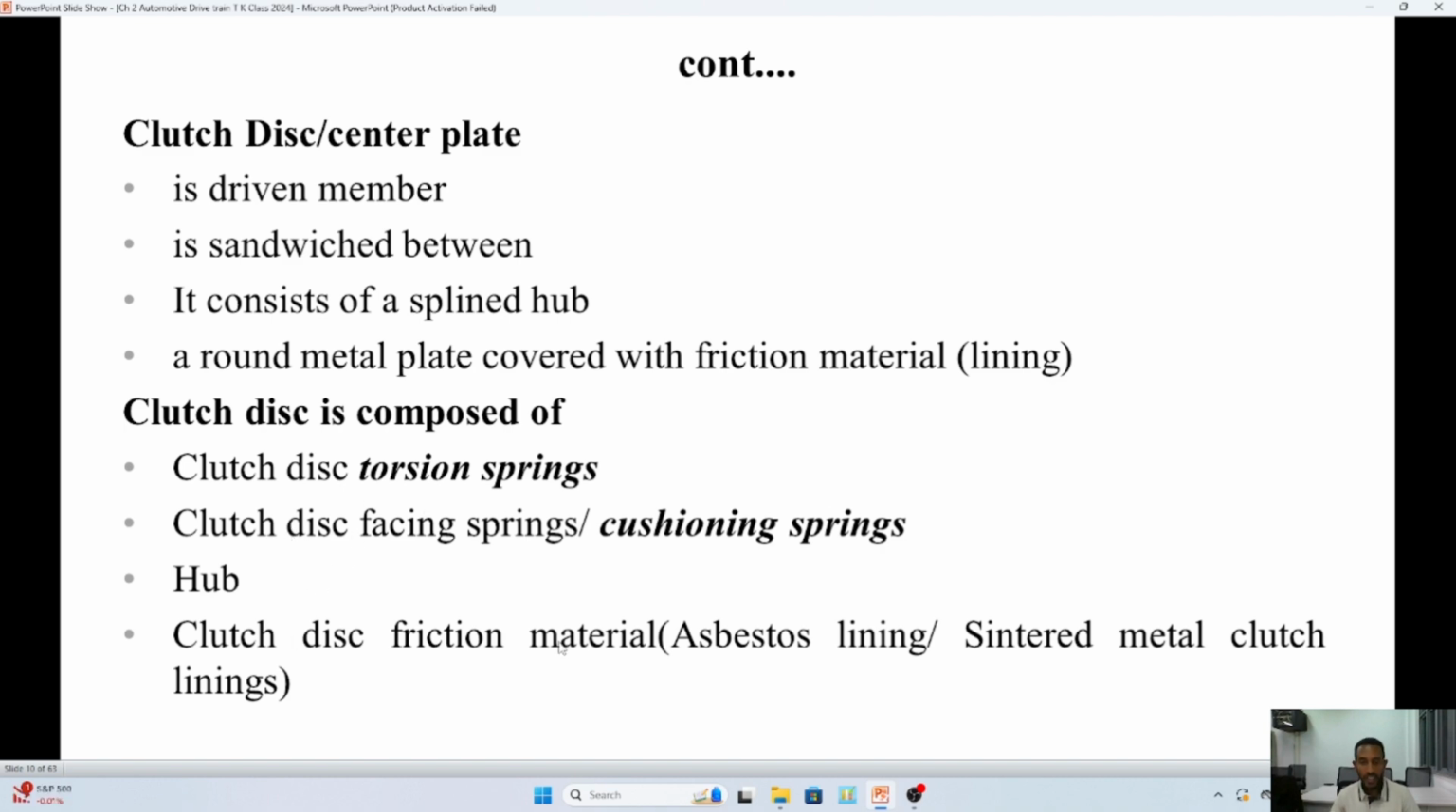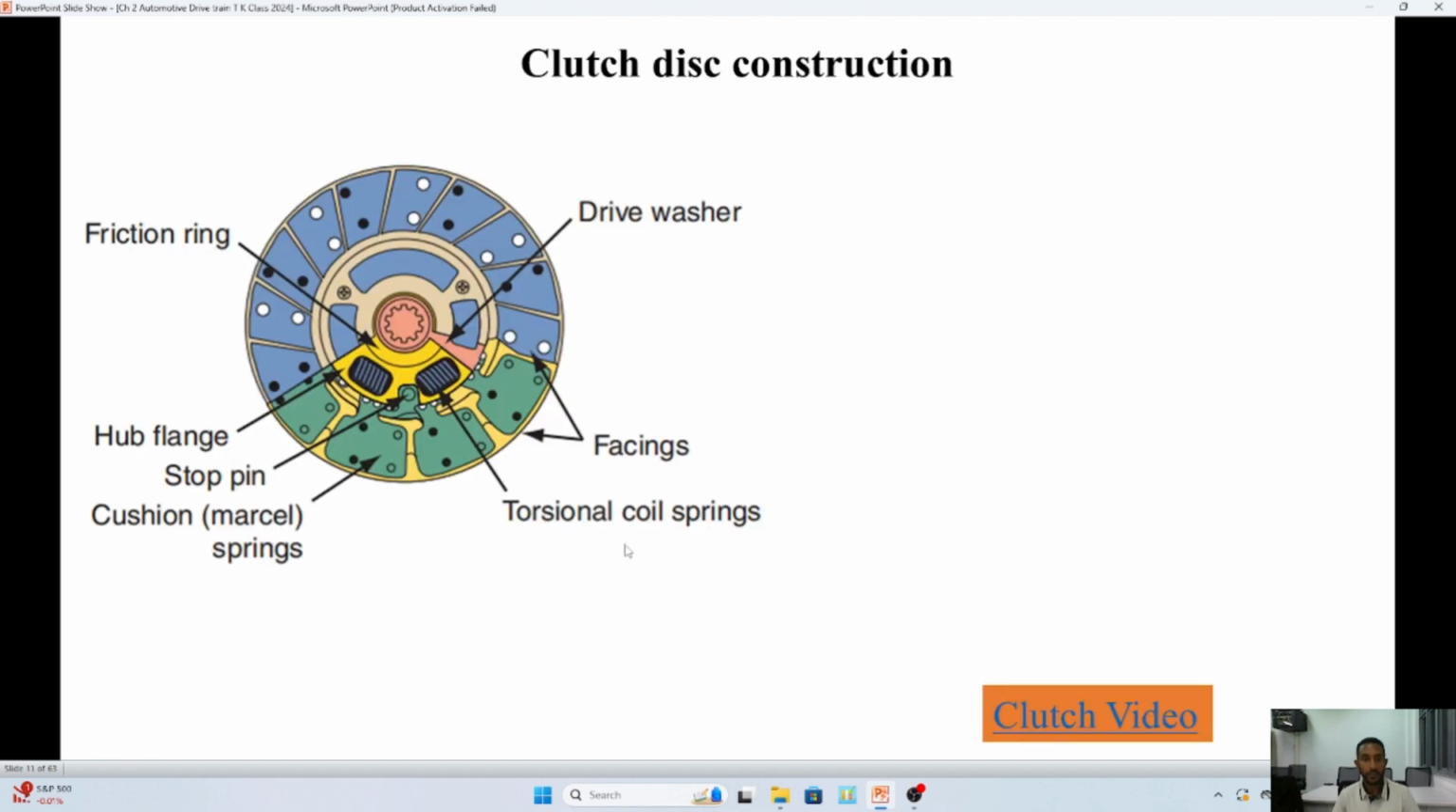The clutch disc friction material or asbestos lining, or in some cases sintered metal clutch linings, is a frictional surface which has direct contact with the flywheel and the pressure plate assembly. So if you see the clutch disc construction, it has friction material, or lining, over here which is riveted by means of rivets, and it has a torsional spring as you observe here.